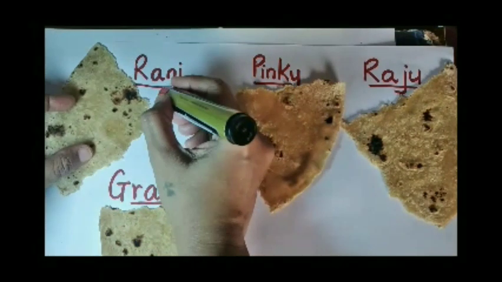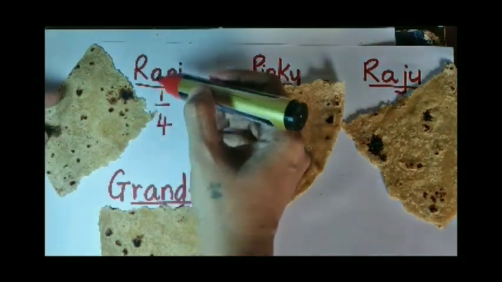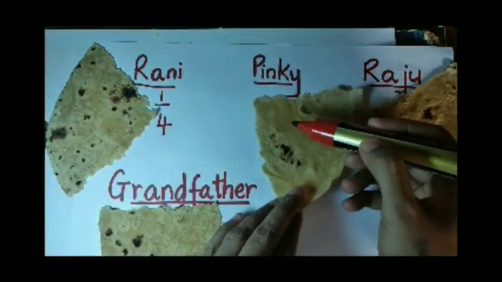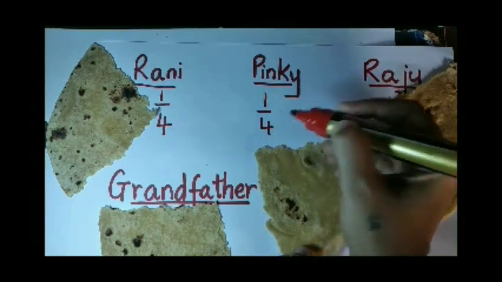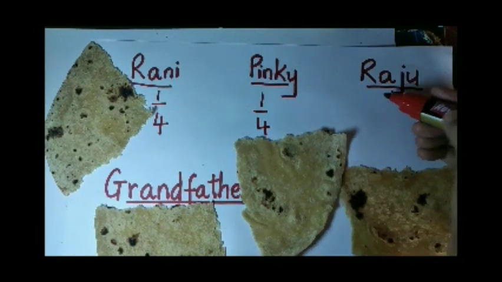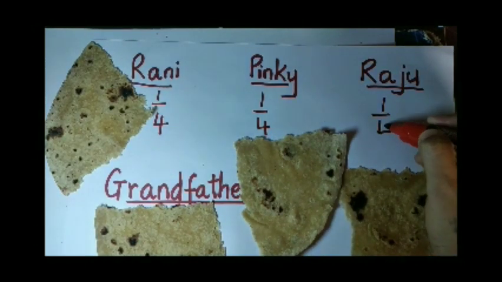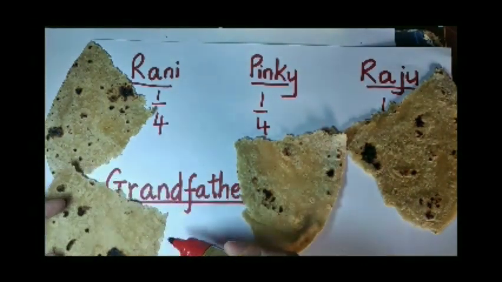So now let's write the fraction. 1/4 for Rani, 1/4 for Pinky, 1/4 for Raju, and 1/4 for himself.